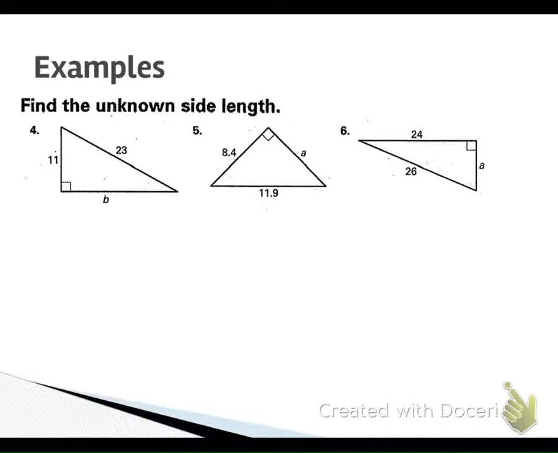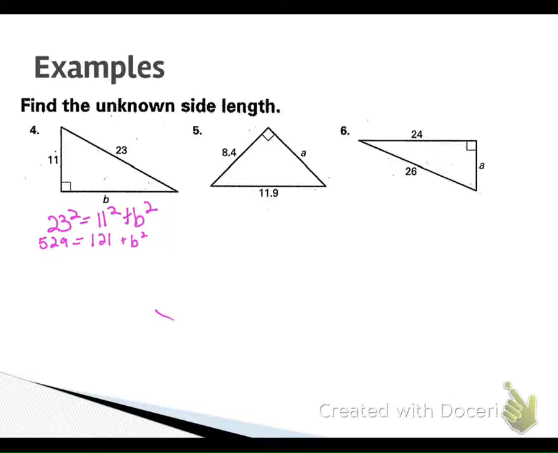Okay, so now it's kind of going backwards. We have the hypotenuse, and we're trying to find a leg. So what's my hypotenuse in this first one? 23. So 23 squared equals 11 squared plus b squared. What's 23 squared? 529. 11 squared? 121. Okay, what do we have to do to get b by itself?